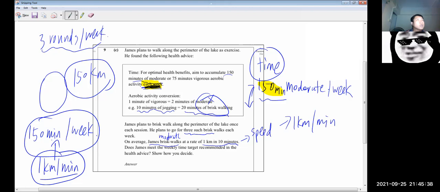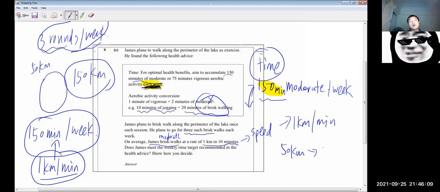So right now in a week is 3 rounds, right? So that means if 1 round is 50 kilometers, does it make sense now? So if the perimeter of the lake is 50 kilometers, 50 kilometers is basically the what?